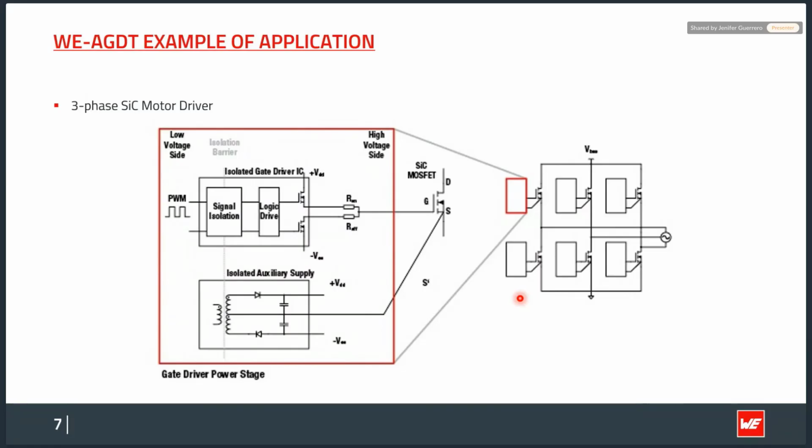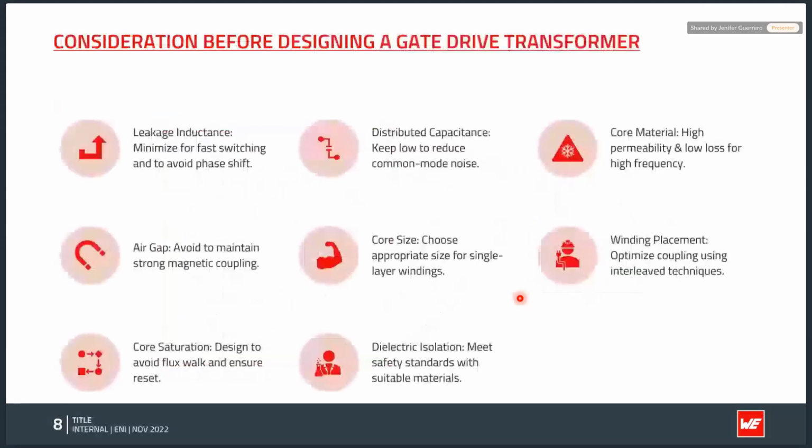So the key takeaway here is that even though signal isolation is handled inside the IC, the power transformer is essential to support this high speed, high efficiency silicon carbide switching in most applications. Now that I have showcased and given you a little more background on what gate drives can do, we can talk a little more about the considerations before designing a gate drive transformer.